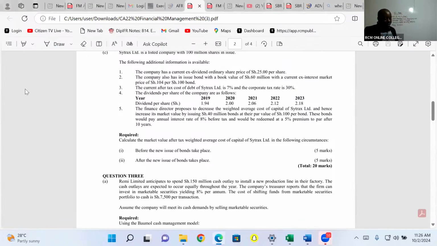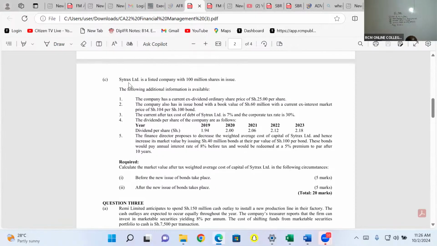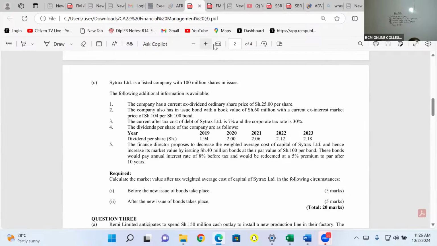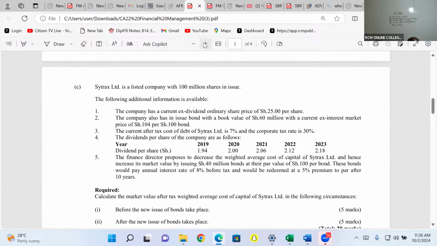August 2024, question number 2C, CIFA Limited. CIFA Limited is a listed company with 100 million shares in issue. The following additional information is available. The company has a current ex-dividend ordinary share price of 25. So they've given us the market price per share, which is ex-dividend.